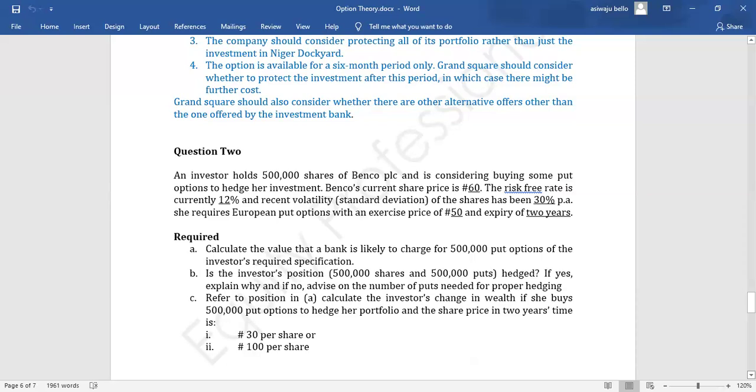Question number 2. An investor owns 500,000 shares of Benko PSC and is considering buying some put options to hedge her investment. Benko's current share price is 60 naira. The risk-free rate is currently 12%. Recent volatility (standard deviation) of the shares has been 30%. She requires European put options with an exercise price of 50 naira and expiry of 2 years.